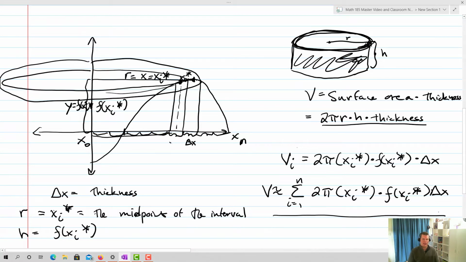If we're actually doing integration, we want to think analytically. The next step is to take the limit as n goes to infinity to make each one of the thicknesses decrease and increase the number of intervals. And as we take the limit as n goes to infinity, what we end up getting is the integral. So let's take a look at that.